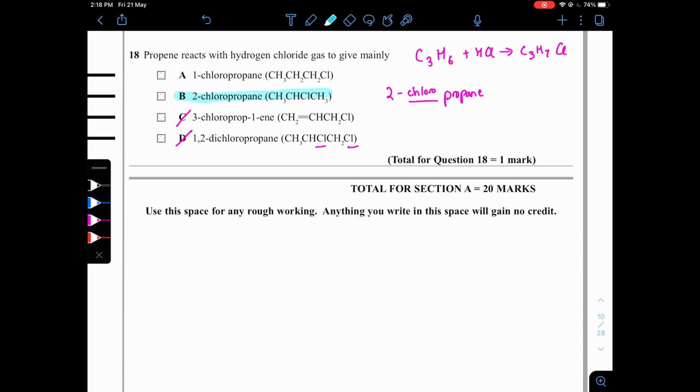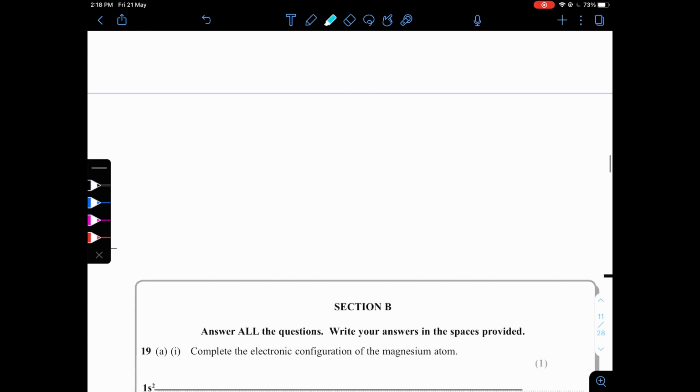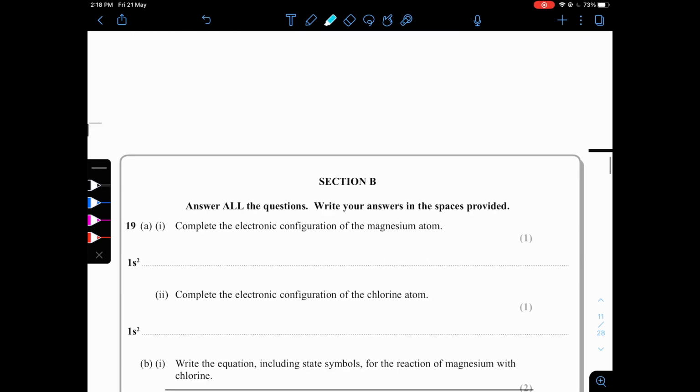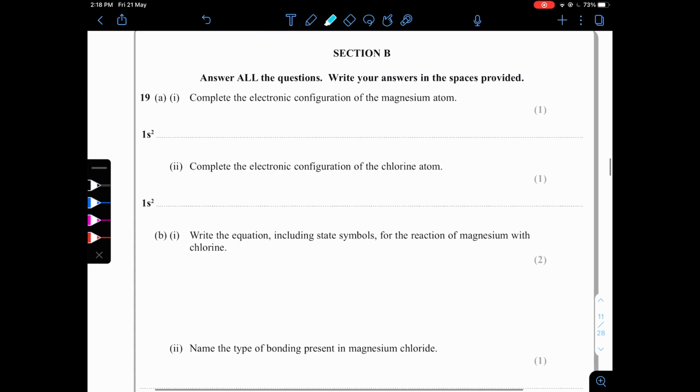The carbocation is more stable than the carbocation for 1-chloropropane. So that's why we get an alkane, and that's why we get 2-chloropropane instead of 1-chloropropane. And that's the end of the multiple choice. So now we move on to section B.